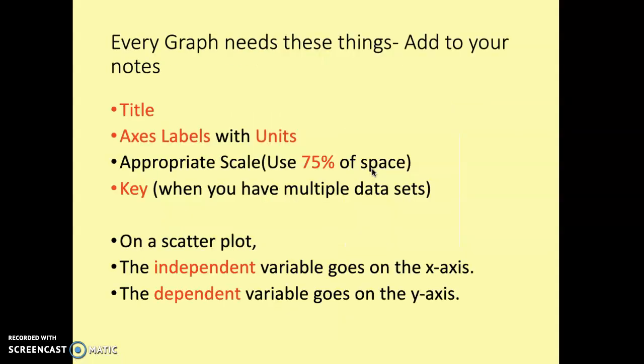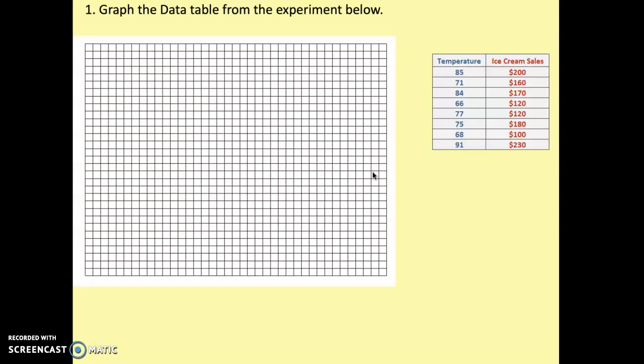A key when you have multiple data sets, all the ones that we looked at were labeled already. On a scatter plot, you have independent variable on the x and dependent on the y. This is the third time you've seen that, which hopefully is a sign that it is very important. Okay. So let's practice making some graphs. That's the most important thing here.